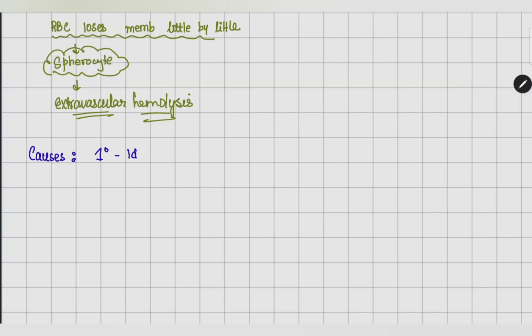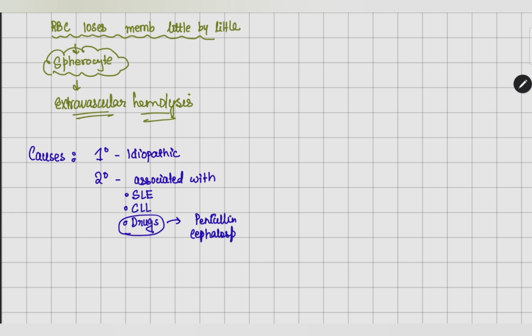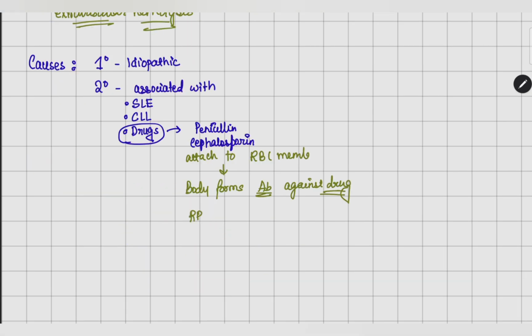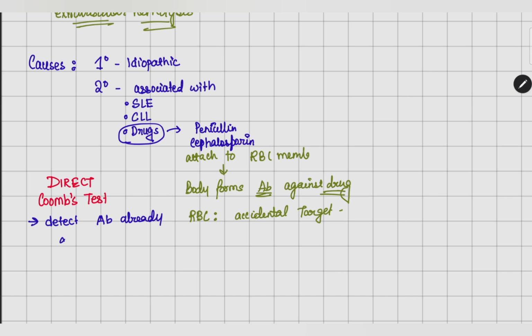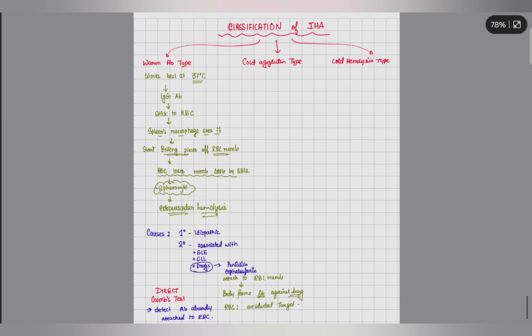The primary cause is idiopathic, but the secondary causes are associated with SLE, CLL, and drugs like penicillin and cephalosporin, which attach to the RBC membrane, and the body forms antibodies against that drug, so the RBC becomes an accidental target. So here we use direct Coombs test to detect the antibodies already attached to the RBCs.